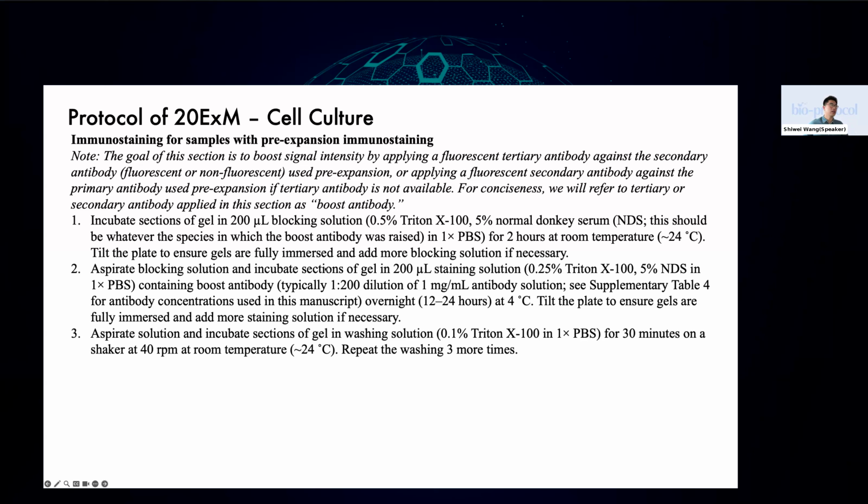Then you aspirate the blocking buffer and add in the staining solution, which contains the boost antibody. We usually use a 1 to 200 dilution of the standard secondary or tertiary antibody solutions. We have more details in supplementary table 4. Then we leave this in a 4°C fridge overnight for the antibody to diffuse in. The next day, you wash with the washing solution, which is basically Triton in PBS, for 30 minutes, 3 or 4 times to wash out the antibodies.